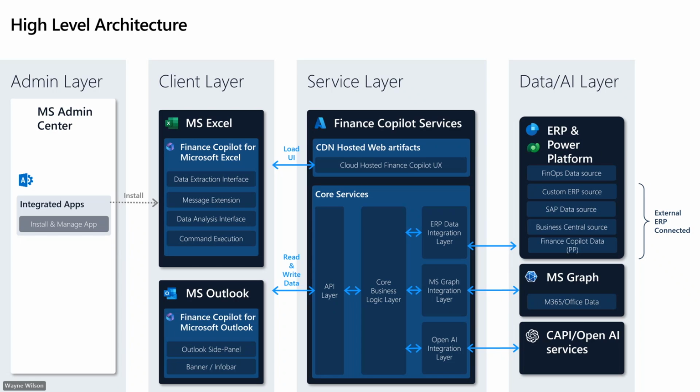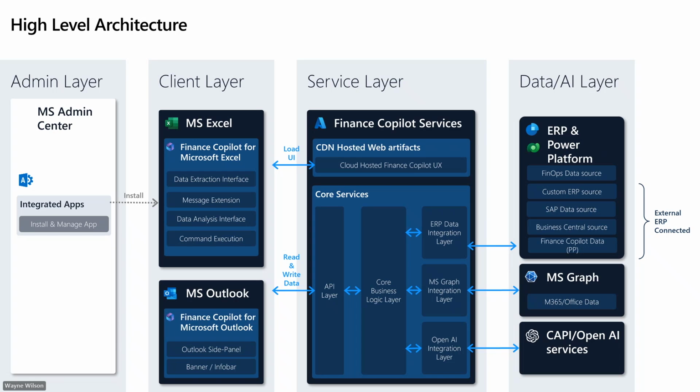We'll use this diagram that's on the screen now to help guide that conversation, going through it from left to right. So starting on the left, we have the admin layer. This is where administrators will handle installing and managing the app for users and their tenant from Admin Center. There are also experiences there for making sure licenses are assigned and making the app available to end users to install that way.